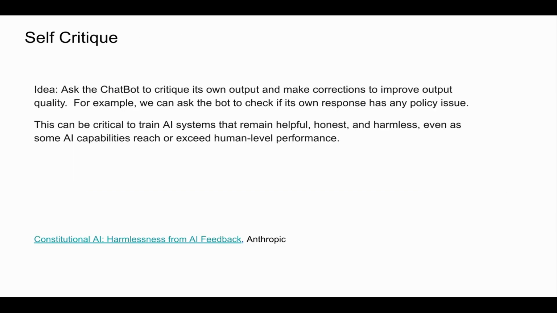The next technique is called self-critic. The idea is asking the chatbot to critique its own output and then make corrections to improve the quality. For example, we can ask the chatbot to check its own response for any policy issue. This can be critical to train AI systems that remain helpful, honest, and harmless, especially when some AI capabilities reach or exceed human-level performance. There's more in the Anthropic paper you can search and read later.